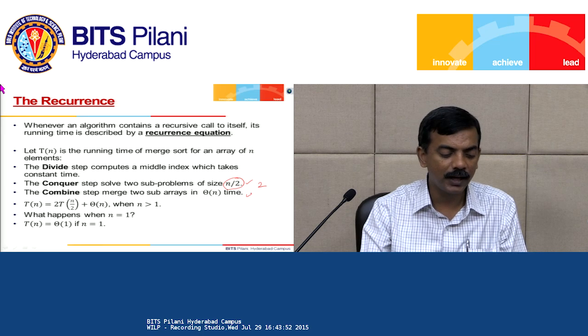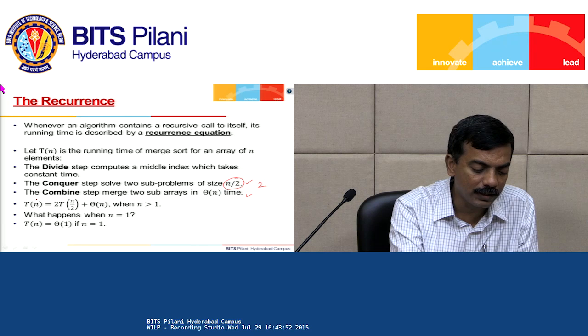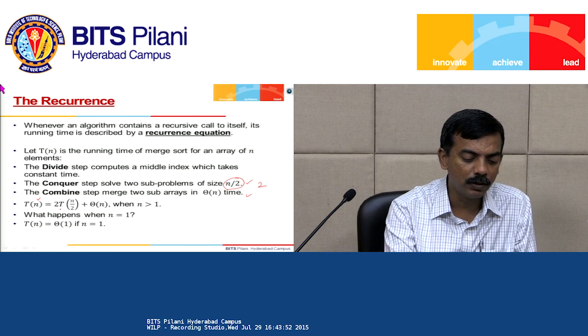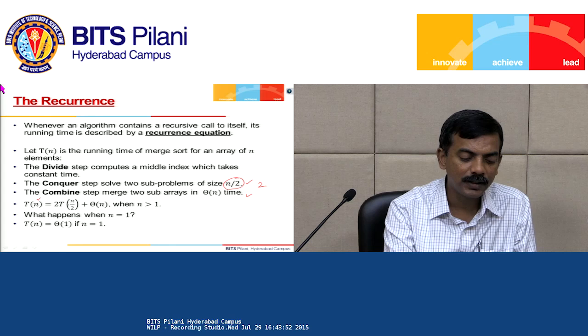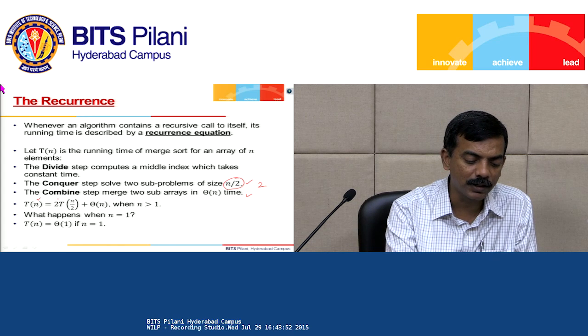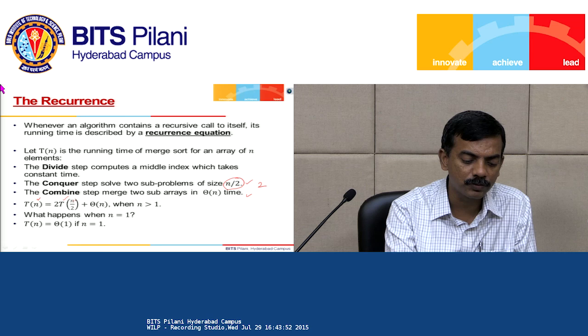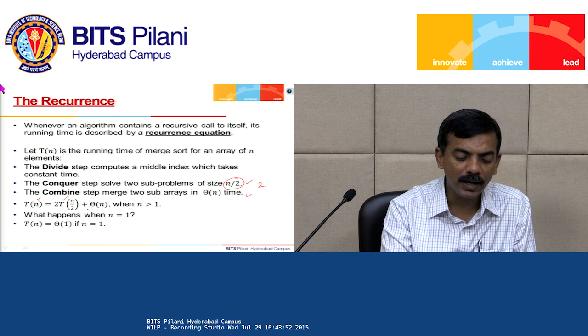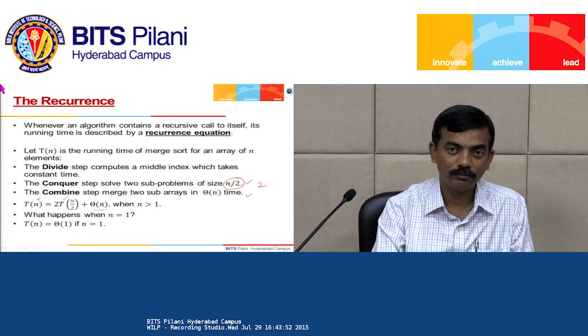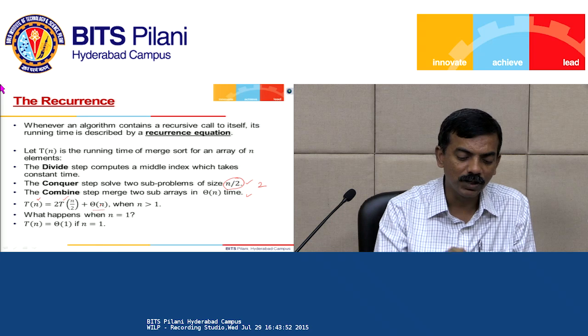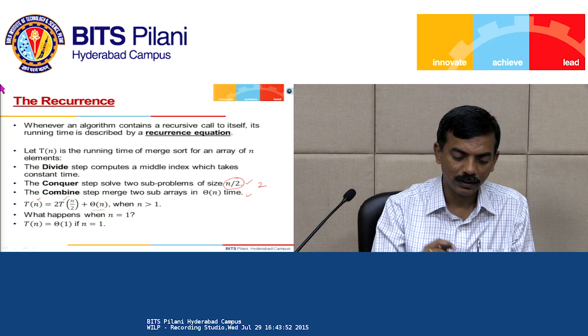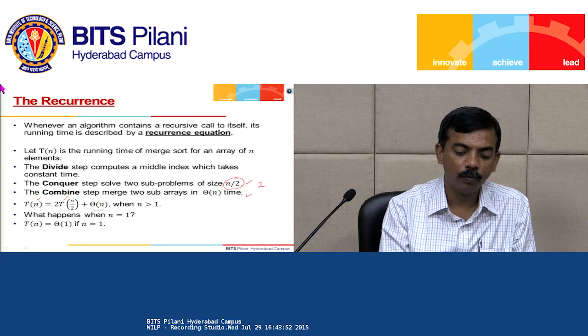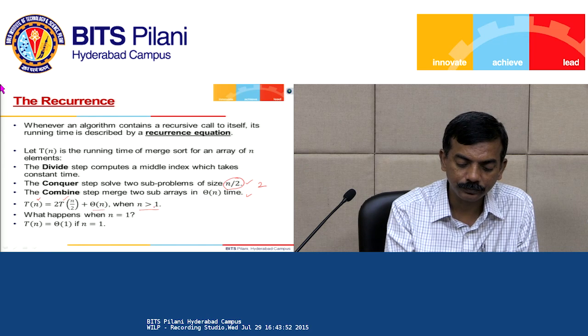So we can then write our recurrence relation of the running time as follows. T(n), the overall running time of merge sort, is equal to 2T(n/2), that is the time taken to solve two sub problems of size n by 2, plus theta of n, the extra time required for the combining operation. And when is it true? When n is greater than 1.